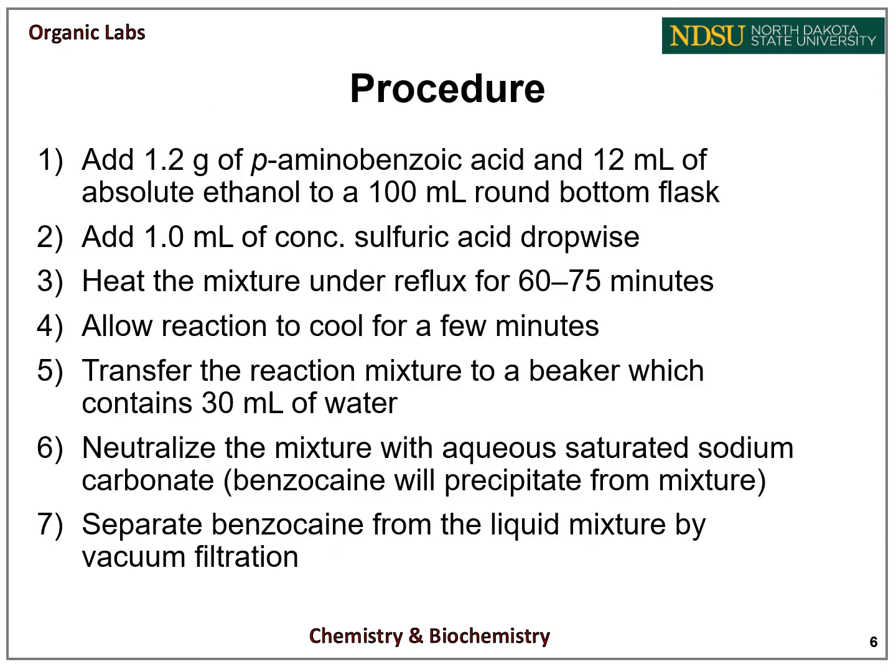Now for a summarized procedure of the lab. First, add 1.2 grams of p-aminobenzoic acid and 12 milliliters of absolute ethanol to a 100 milliliter round bottom flask. Next, add 1 milliliter of concentrated sulfuric acid dropwise to the round bottom flask. Heat the mixture under reflux for 60 to 75 minutes.